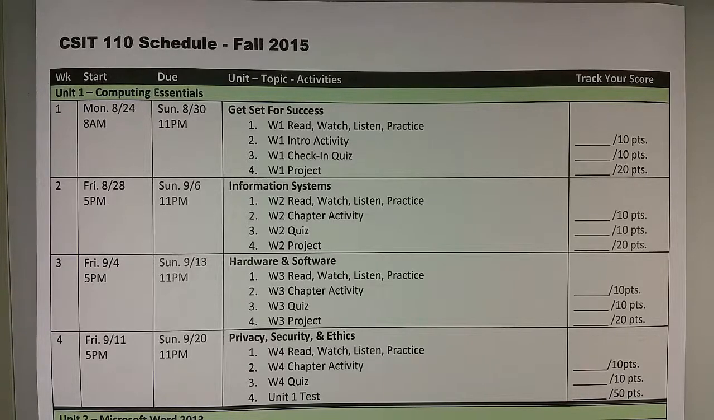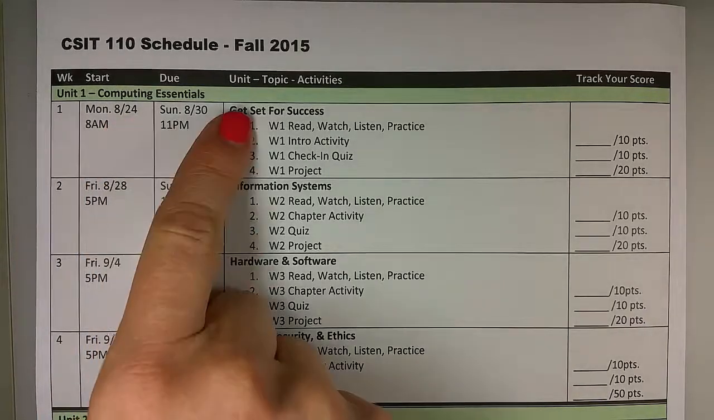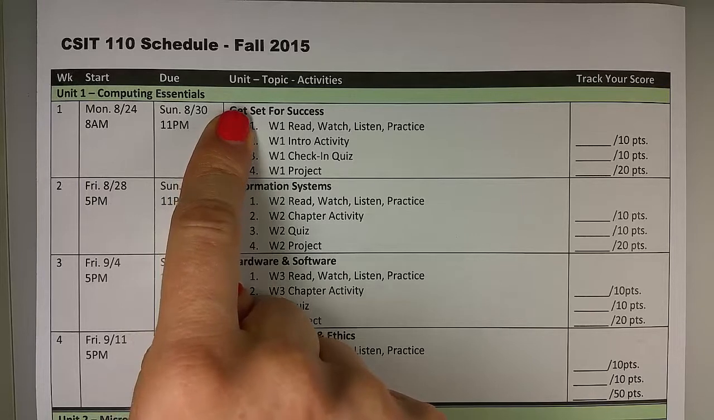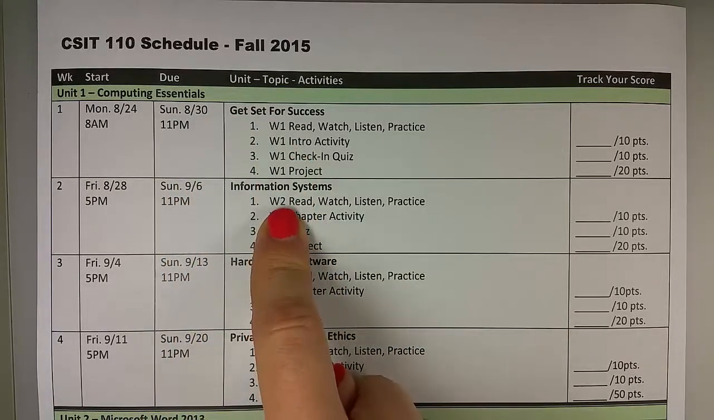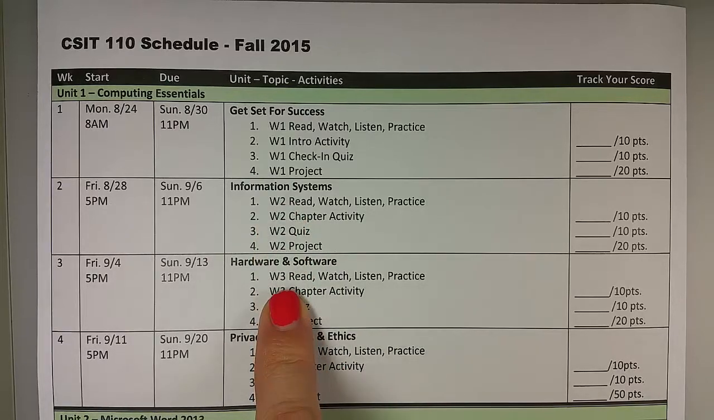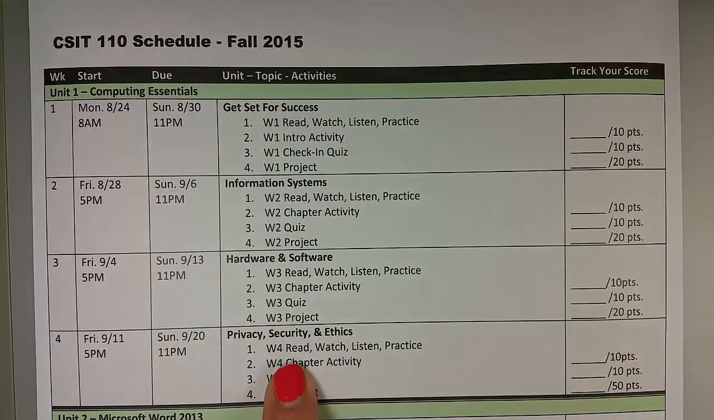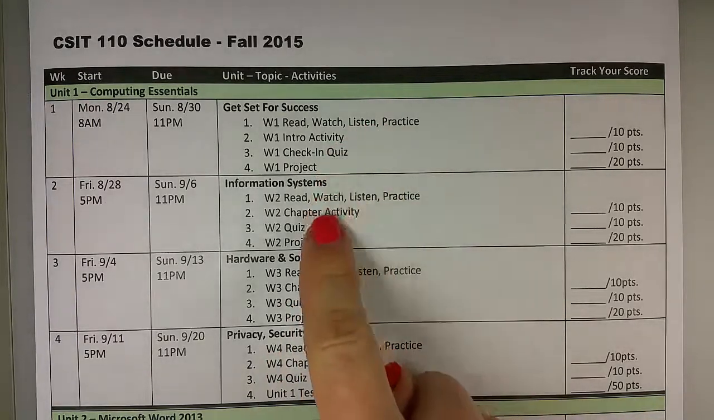So first thing, we have 5 units in this course. The first unit covers the first 4 weeks of our course. It's Computing Essentials, Get Set for Success, Information Systems, Hardware and Software, and privacy, security, and ethics. So for each of those weeks, you'll see the activities that you'll be completing.